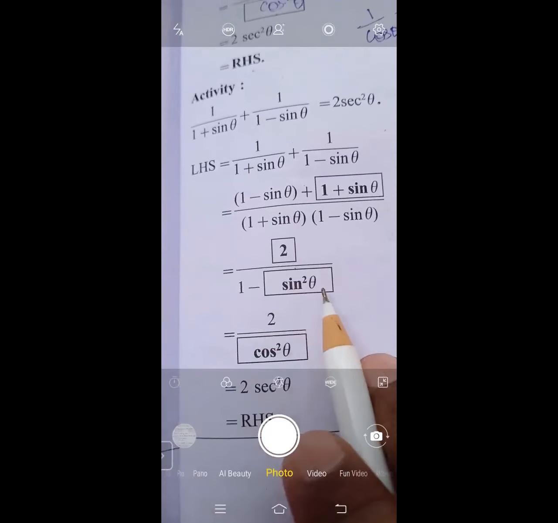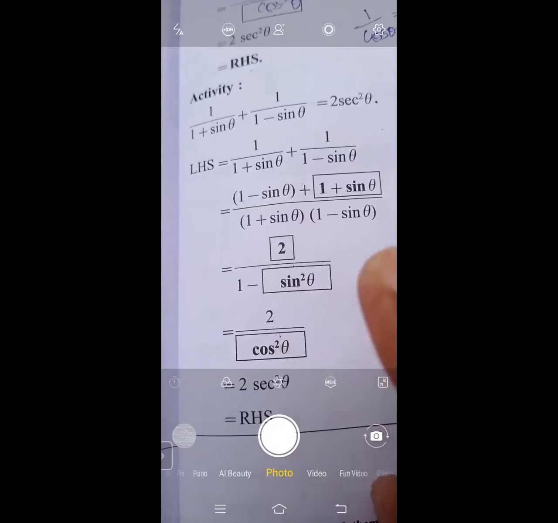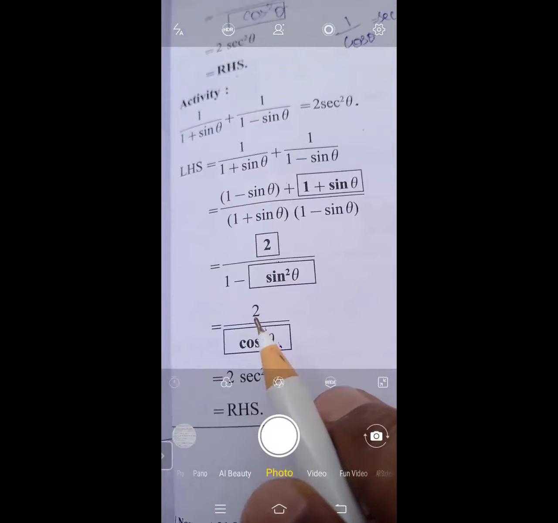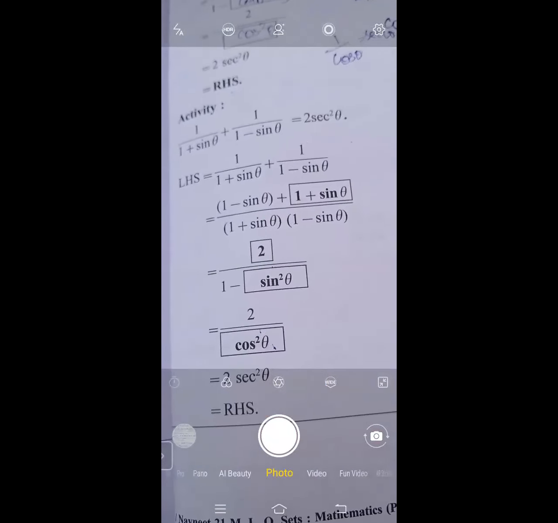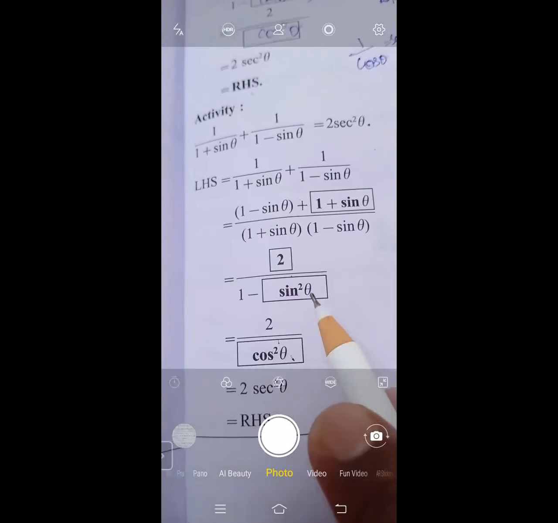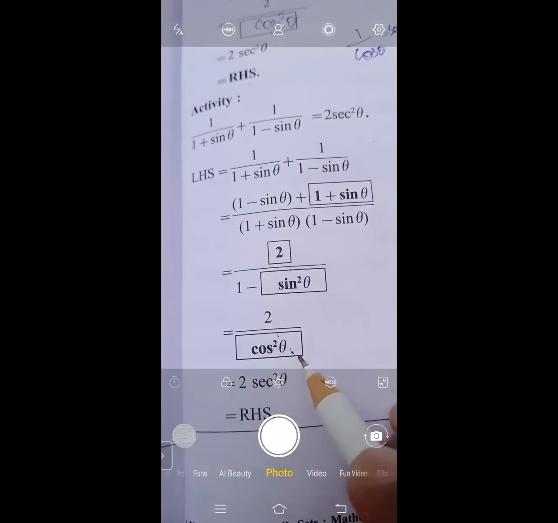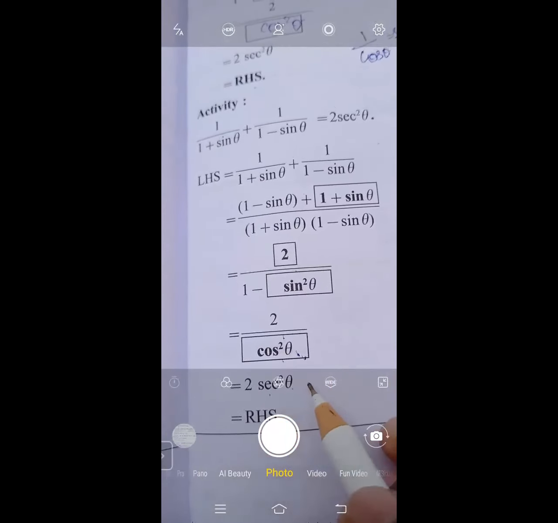And 1 minus sine square theta, we can write it as cos square theta. I have explained how it became cos square theta. We have used the identity sine square theta plus cos square theta is equal to 1. So 1 minus sine square theta is equal to cos square theta. So we have written cos square theta. So 1 upon cos square theta is equal to sec square theta.